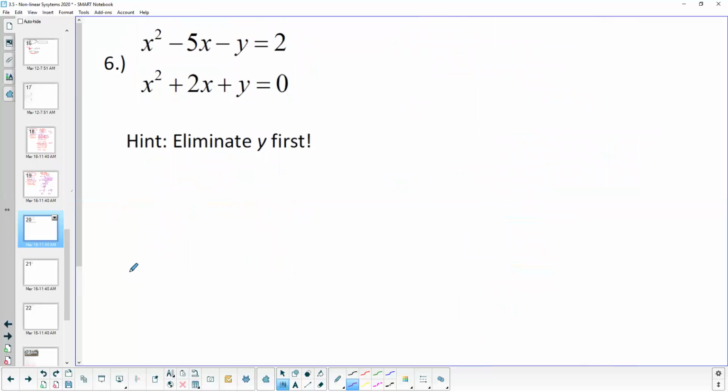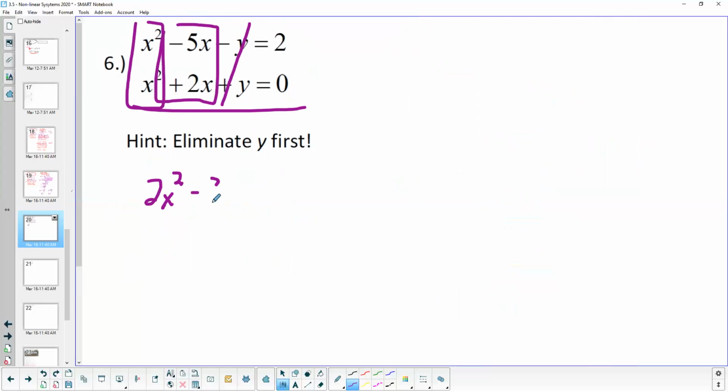So I will not work through all of numbers 6, 7, and 8, but I'll at least push you in the right direction. So on number 6 here, the first step is to eliminate y. These are already perfectly lined up for us. And so the y's cancel. And if I add my x's, I get 2x squared. And then I add these guys together. I get -3x. I add the y's, they cancel. And then I add these numbers together and I get 2. So I get 2x squared minus 3x equals 2.